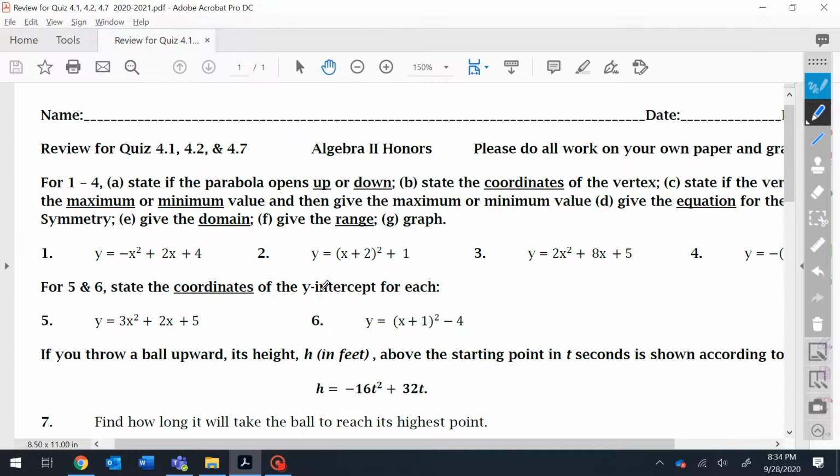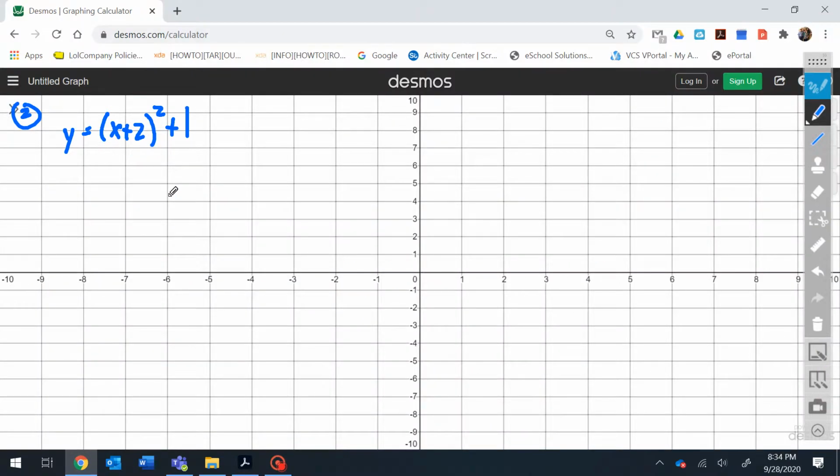Number 2, y equals x plus 2 squared plus 1. Oh, I forgot to do the minimum and maximum. Of course, it was a maximum in the previous problem. This is number 2. Y equals x plus 2 squared plus 1.